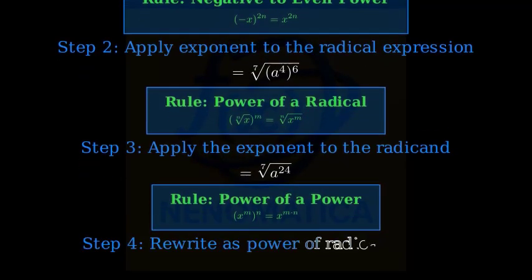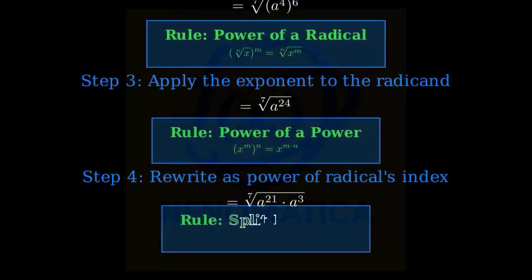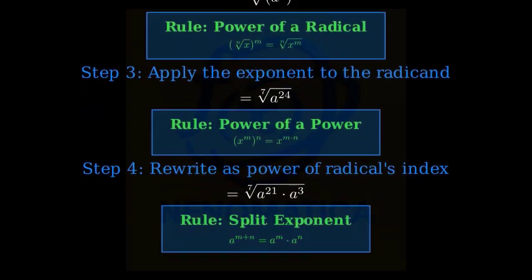Now let's separate out as many powers of 7 as possible from the exponent. We can break down 24 as 21 plus 3. 21 is divisible by 7, as 21 equals 7 times 3. This allows us to rewrite our expression in a cleaner form.